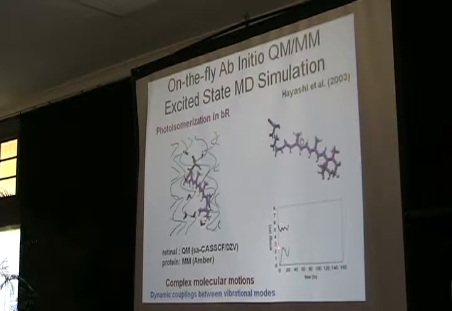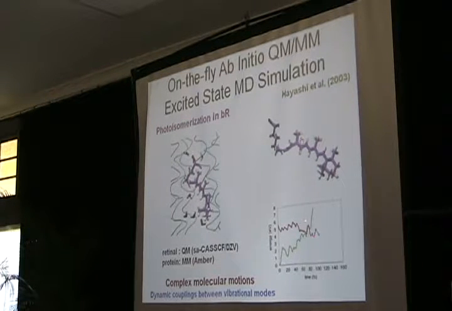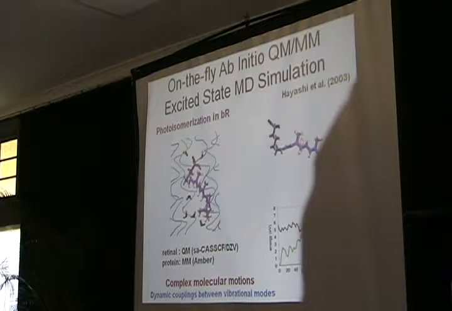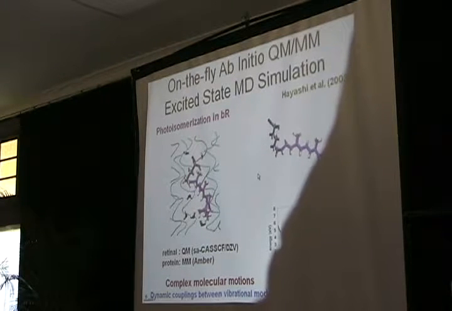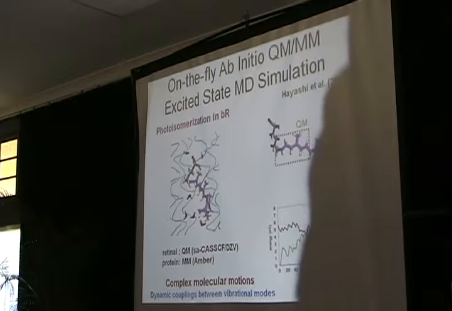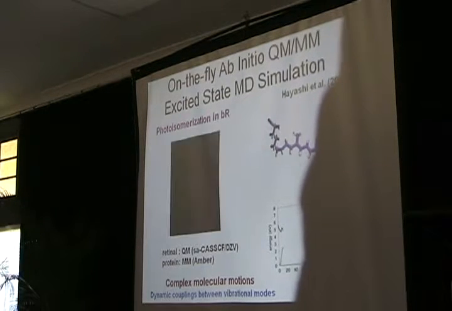So this is the energy profile. You are here, and then there is a crossing to the ground state, and it goes to the product state. It actually takes a long time, and at that time we didn't have any good computational resources for this kind of calculation. So we made the QM part short, but it allowed us to calculate many trajectories.